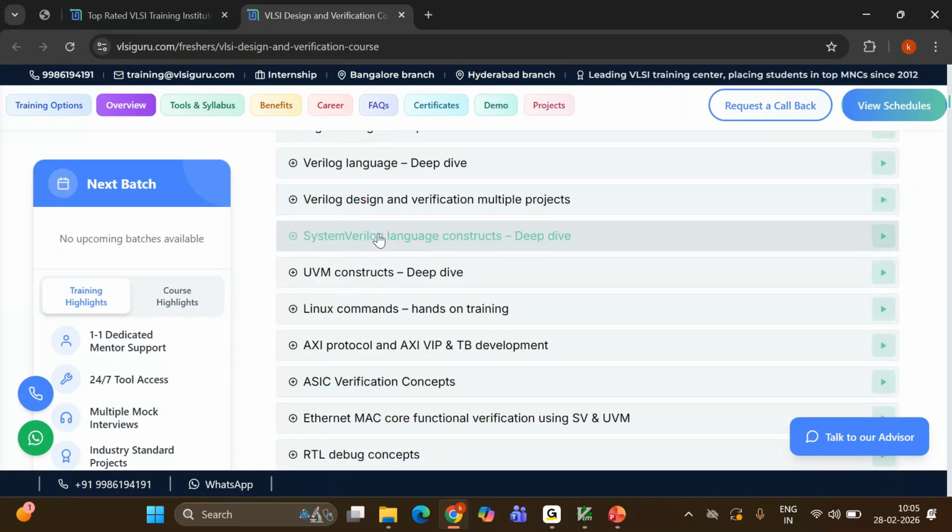Then we will be discussing SystemVerilog and UVM constructs. Once you're done with UVM, you're put into the job support group. Parallelly, you will be learning Linux commands. Why do we learn Linux? Because in every industry, they work on projects in a Linux environment. So we teach you the Linux commands, which will help you in your job.